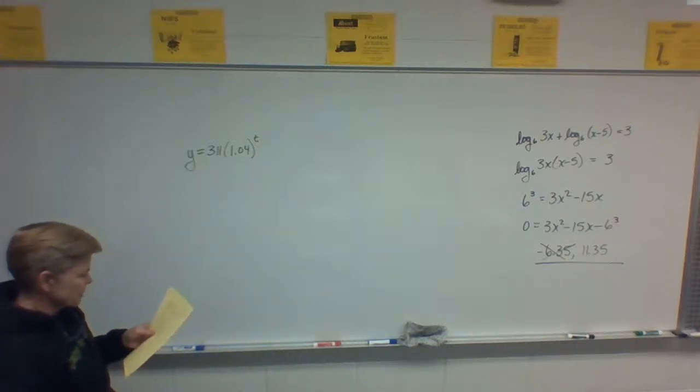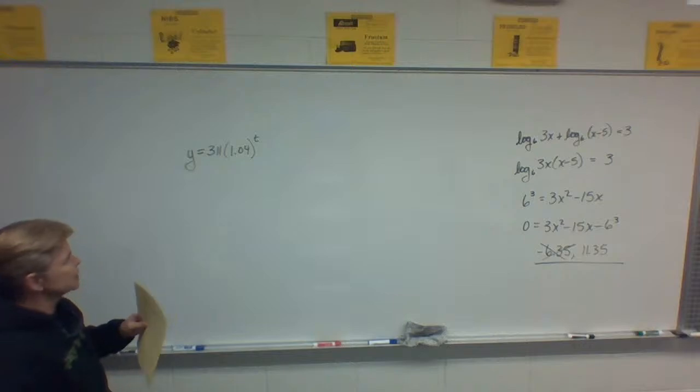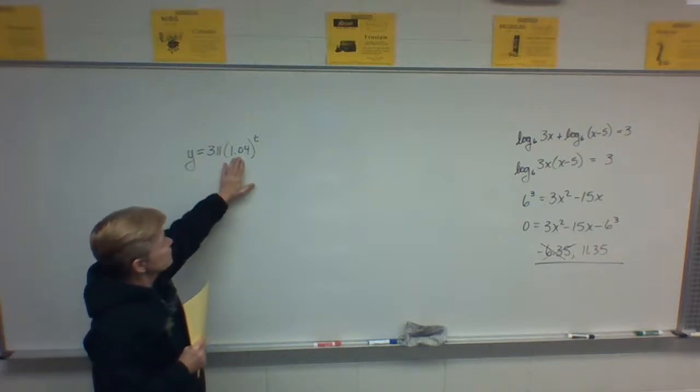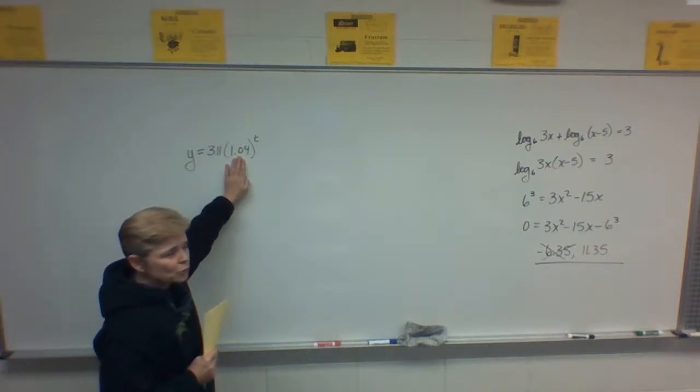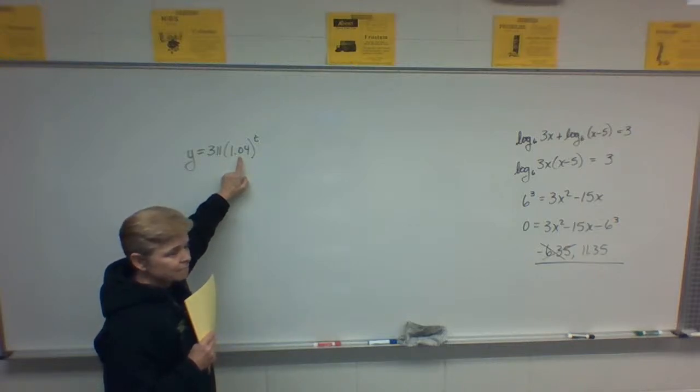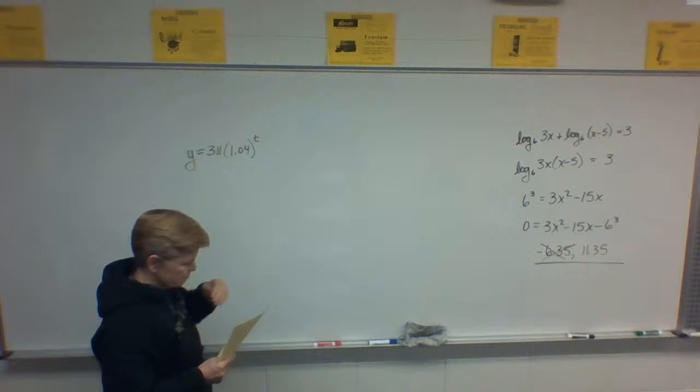Tell whether the model represents exponential growth or exponential decay. What is it? How can you tell? Because this that we use over and over and over again is bigger than 1. It's got to grow. If this were 0.98, then they're in a slummy area and their house is losing value year after year, and you would say decay. Are you with me? Okay.